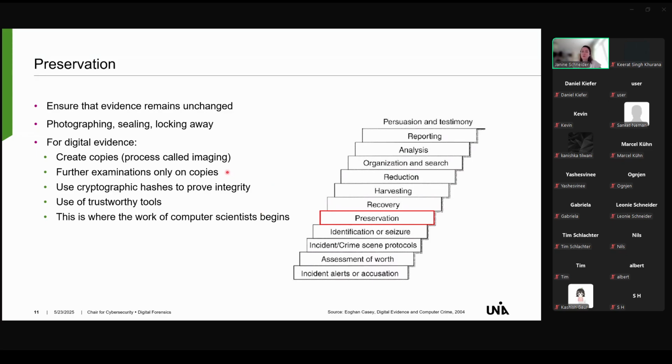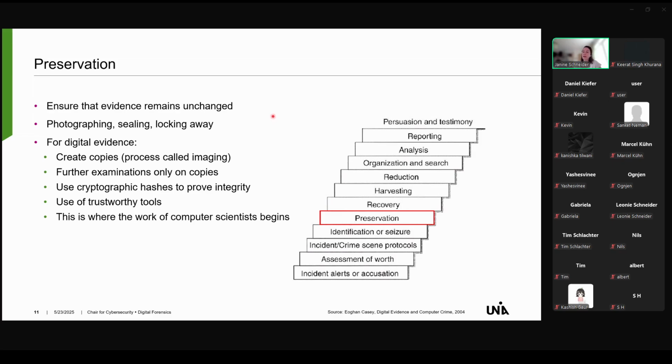Creating the copies can be difficult nowadays because of the amount of data you have to copy. And of course, you can work on the original if it's necessary, for example, in live investigations, but you should avoid it. And while the copies are created, or during the preservation step, you should keep the volatility hierarchy in mind. So save data in order of decreasing volatility at a crime scene.